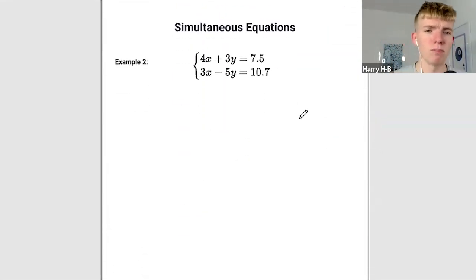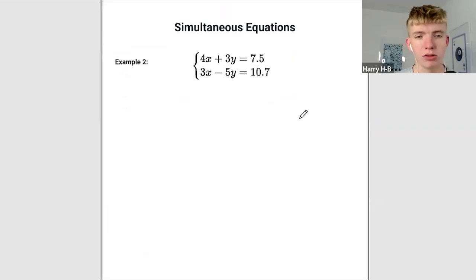Moving on, this one. 4x plus 3y equals 7.5, and 3x minus 5y equals 10.7. All right, wow. So it's not exactly an easy question. It is definitely a lot more challenging than the one we've done before. All right, and as I said before, we were set up on a plate last time. This one, not so much.